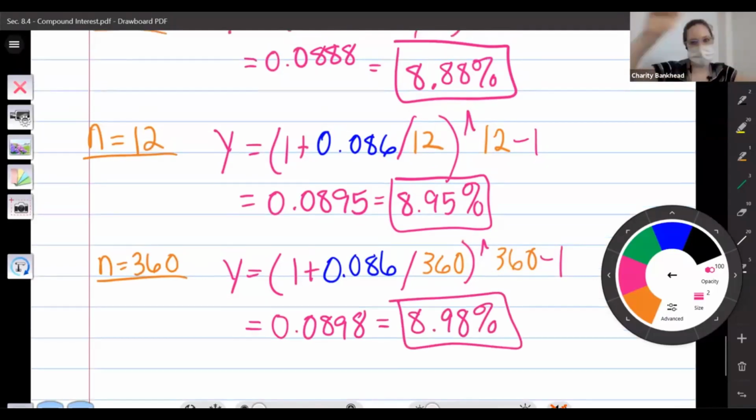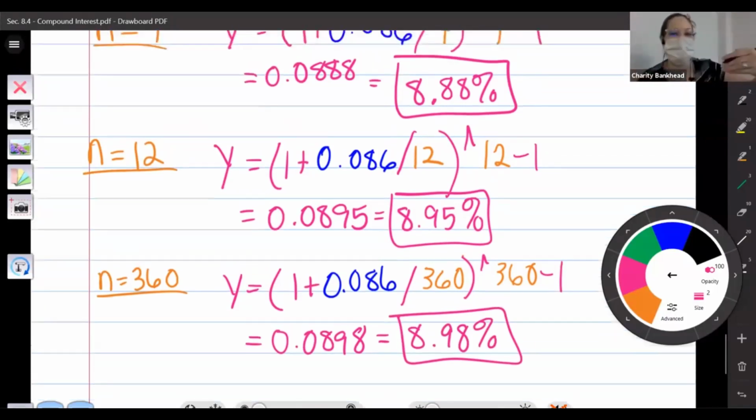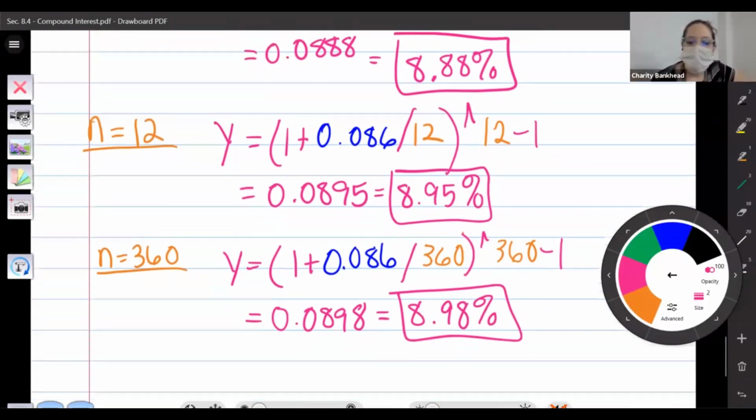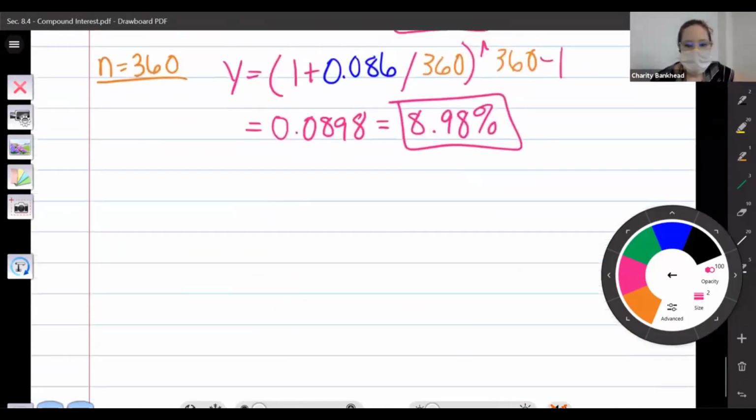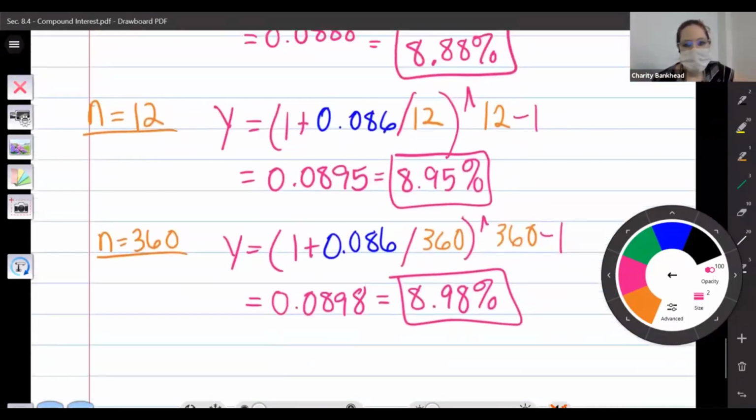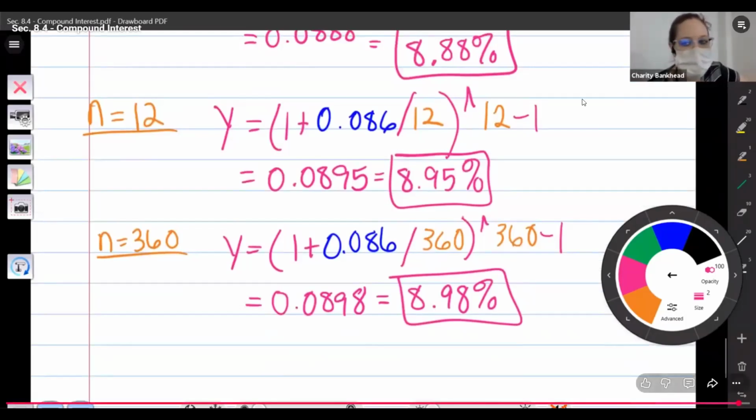And I find it interesting how much it goes up when you go from n equals 4 to n equals 12. And then when you go from n equals 12 to n equals 360, it only goes up like half that much, or a little bit less. So it's kind of a law of diminishing returns. So increasing the number of compounding periods does increase the effective yield, but only to a certain degree. All right. So that's the end of 8.4.